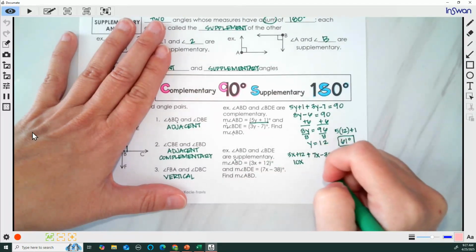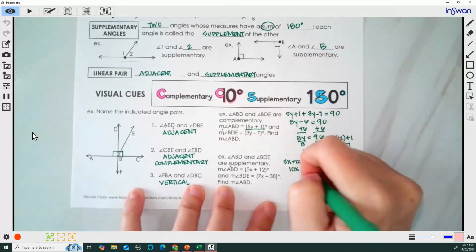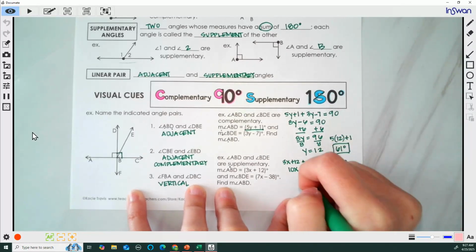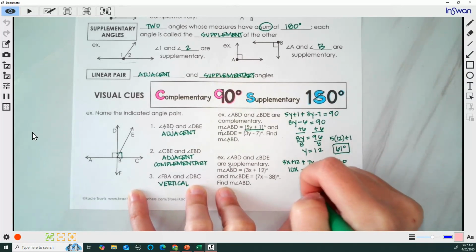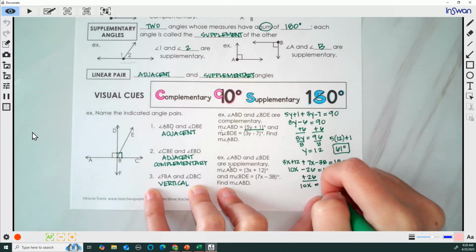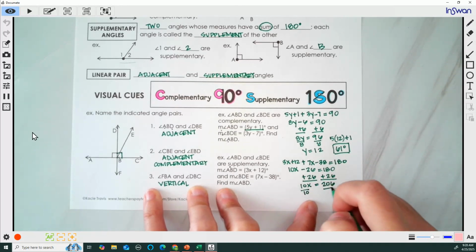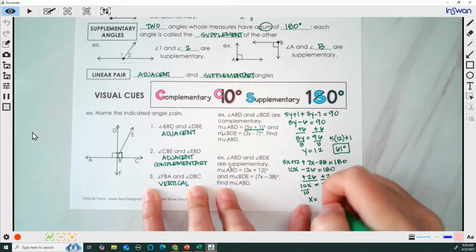Oh, I have a typo. 12 minus 38 is, let me double check my math here, negative 26. So 10x minus 26 equals 180. I'm going to add 26 to both sides, and I get 206 over here. Divide both sides by 10. x is equal to 20.6.